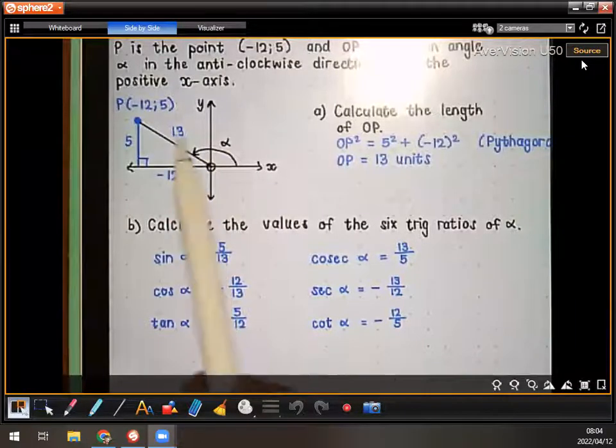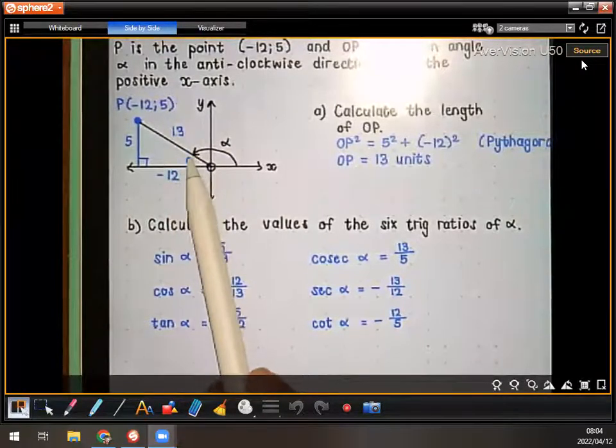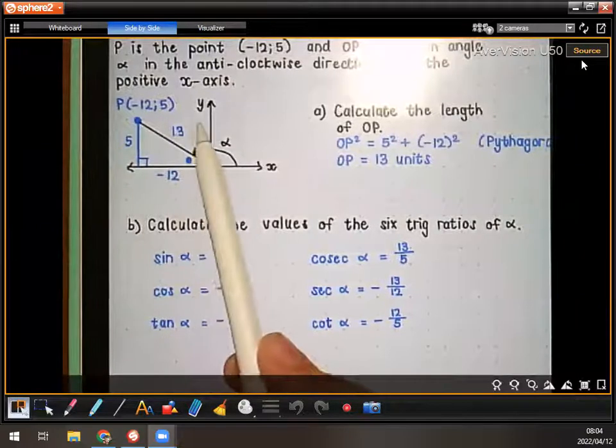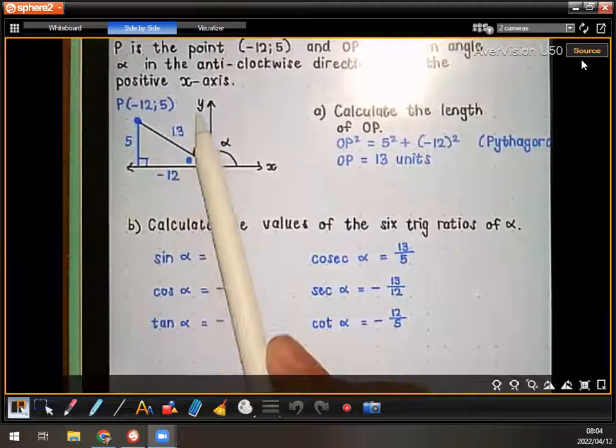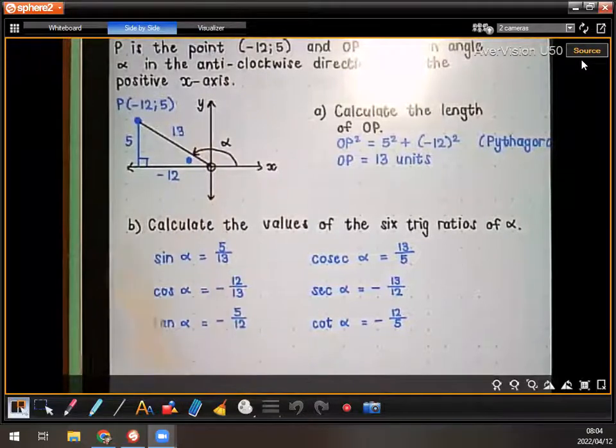All right, so when it's asking for sine of alpha, we use the acute angle, sine is opposite over hypotenuse. Right? Cos is adjacent over hypotenuse. Tan is opposite over adjacent. All right, so you're just using the 3 sides of the triangle to get your 6 trig ratios. We're going to do the other ones now.